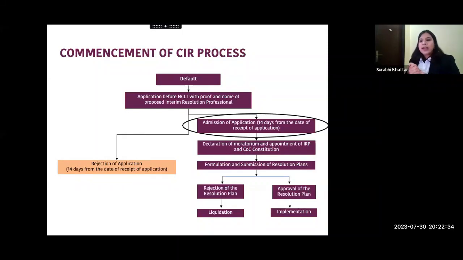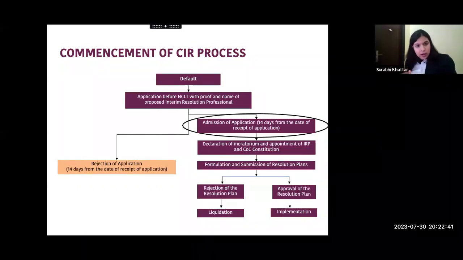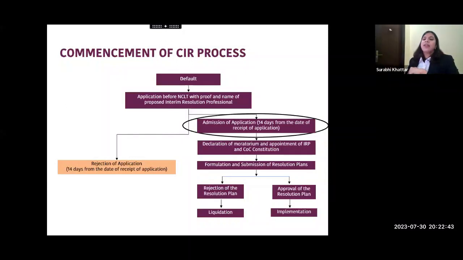Now, what that would entail is that an IRP will be appointed. IRP is interim resolution professional. We'll cover what the duties of the IRP are subsequently. A moratorium will be imposed. Moratorium also we'll cover in detail in subsequent slides. What moratorium essentially does is that it will put a stay on all proceedings that are going on against the corporate debtor. It will put a stay on institution of any new proceedings against the corporate debtor. It will also put a stay on any transfer or alienation of any of the security held by the corporate debtor.